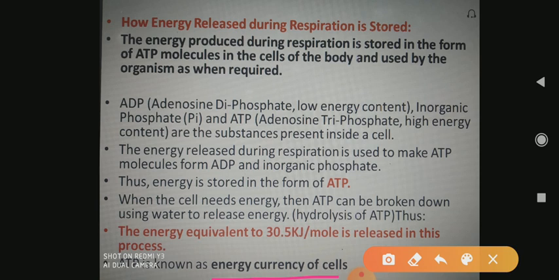Is it clear to you? Now once again revise it. Energy is stored in the form of ATP, the high energy content molecule. When we need the energy, then this ATP breaks down, or converts, into ADP. Here triphosphate is there, and this is diphosphate, which means one inorganic phosphate molecule is released, and the energy released during this process is 30.5 kilojoule per molecule.